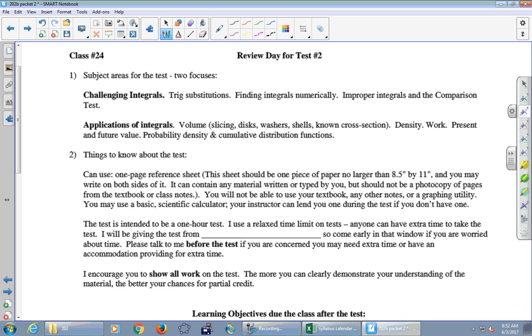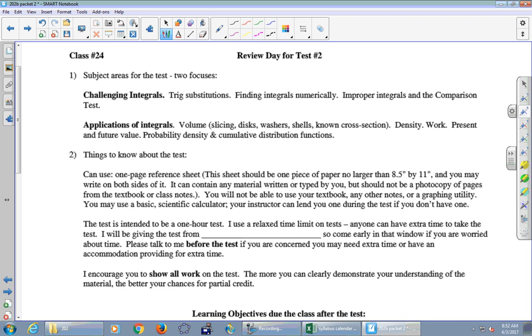But in terms of the more complicated integration techniques, trig sub is the only one that you're really responsible for at this moment. Okay, we also talked about doing integrals numerically. That was with left rectangles, right rectangles, midpoints, trapezoids, and Simpson's rule.